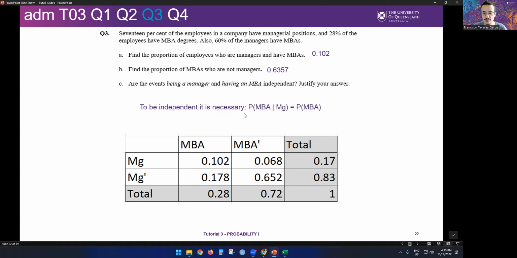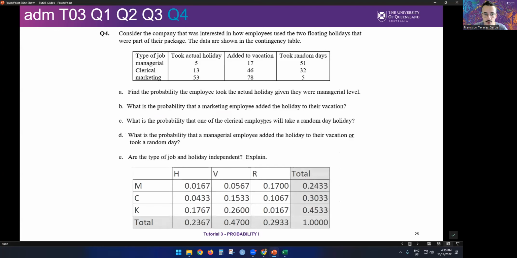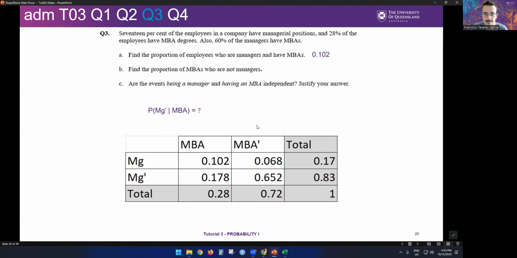I should have improved this one. I'll fix it real time. No, sorry, you're not dividing twice. It's a little mistake of mine here. So 0.6357 is the answer. This number divided by this one. Okay, any question?